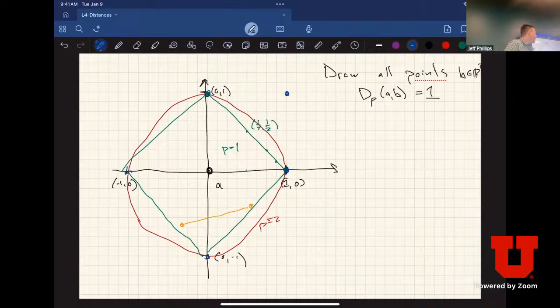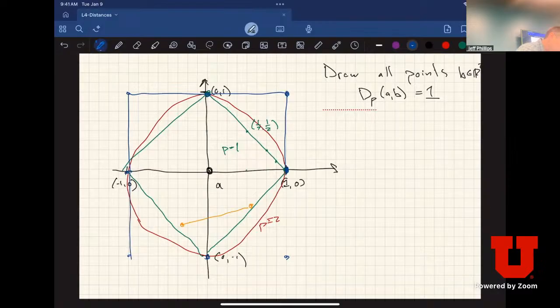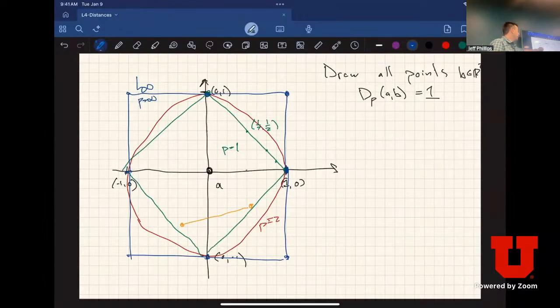Okay. So how can I fill in between these 3 points? Yes, it's going to be a box again. This will be a rectangle here, or a square, and so the same will be true here as well. And so this will be the L infinity ball, for P equals infinity. Okay, and this is also a convex shape.